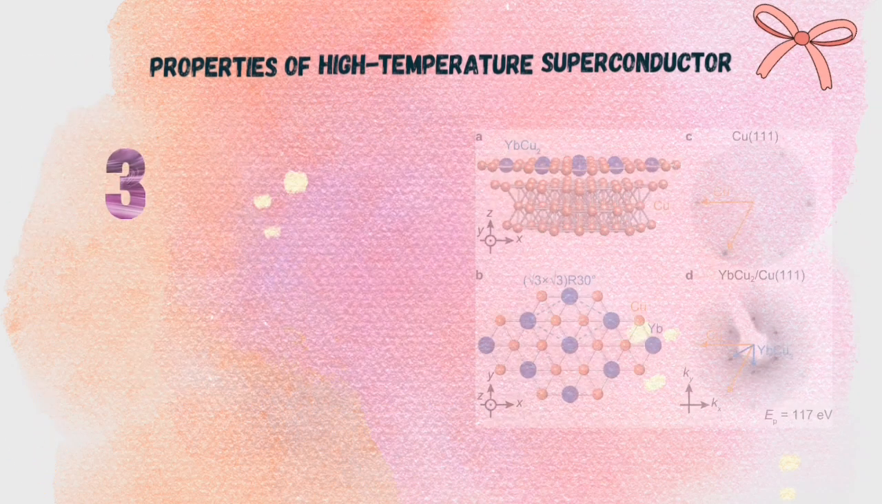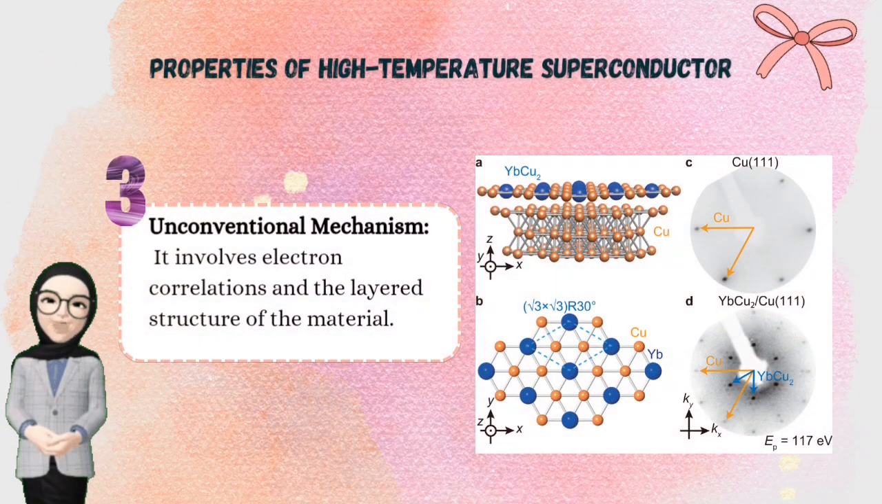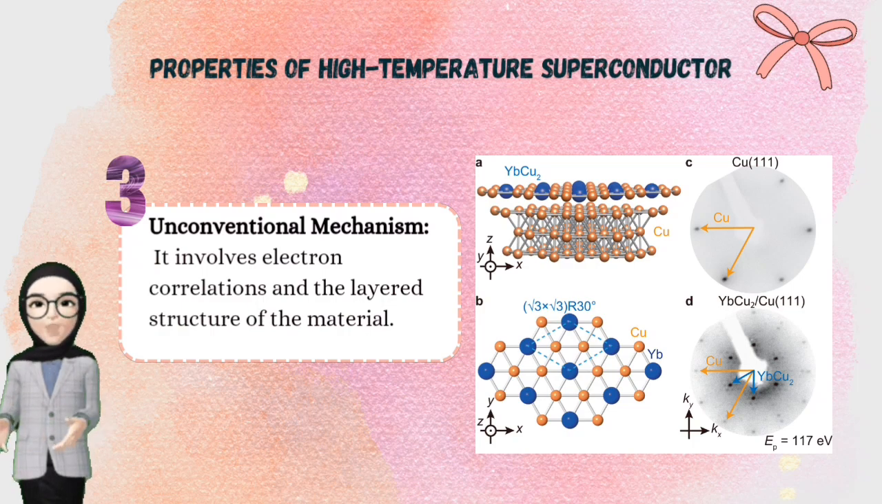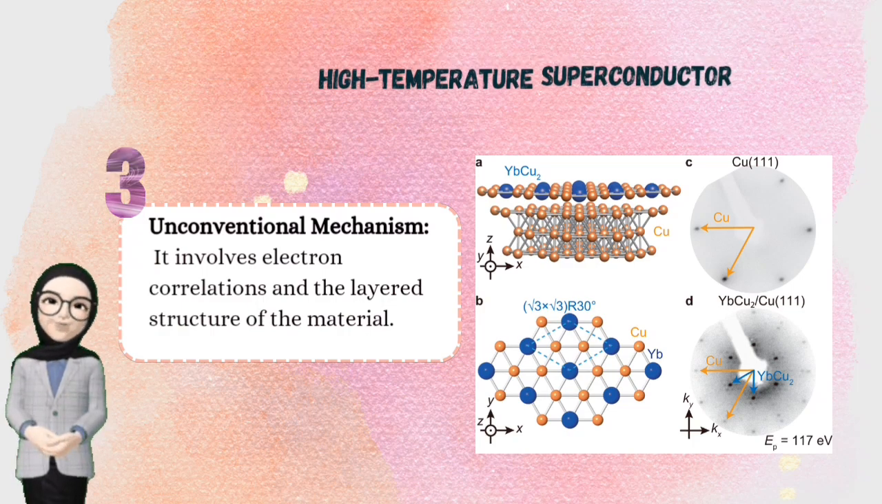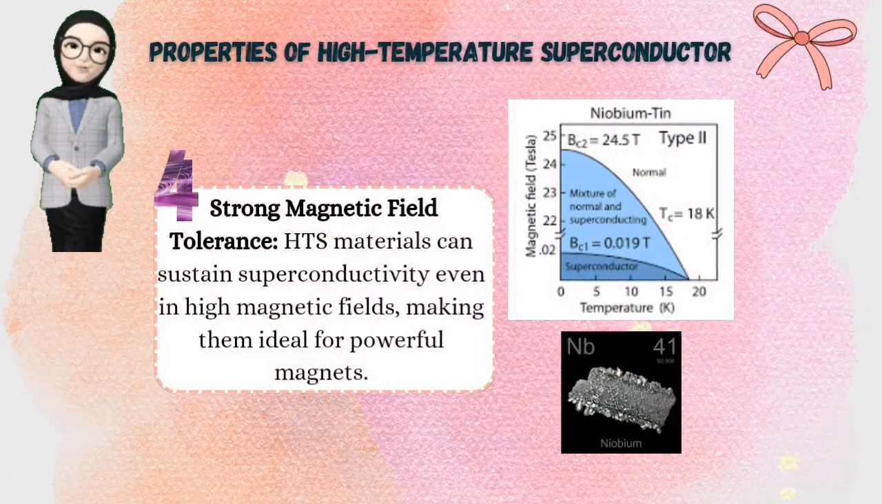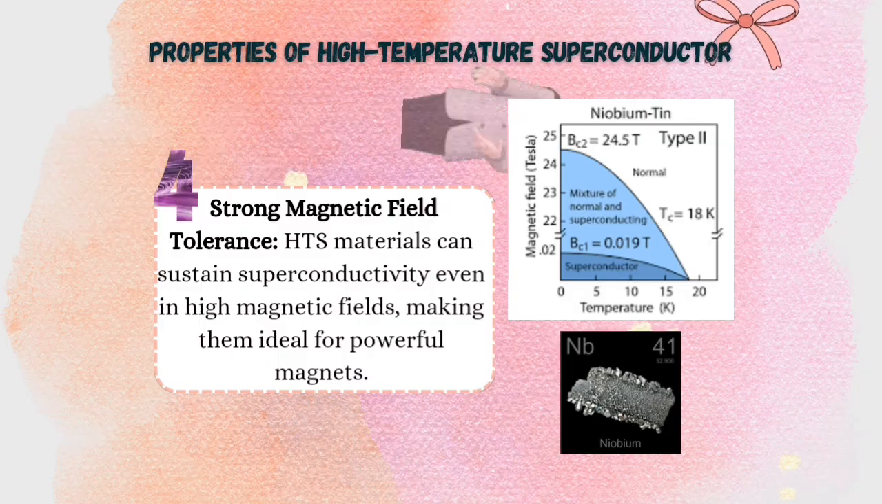Next is unconventional mechanism. It involves electron correlation and the layered structure of the material. And lastly, strong magnetic field tolerance. HTS materials can sustain superconductivity even in high magnetic fields, making them ideal for powerful magnets.